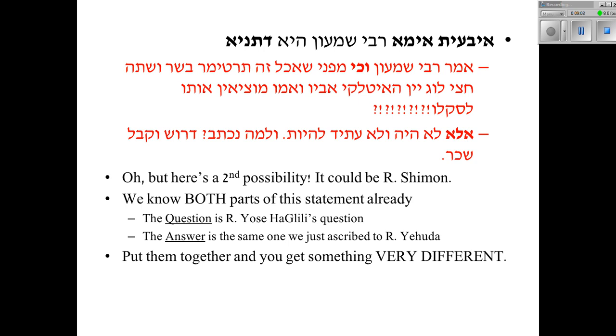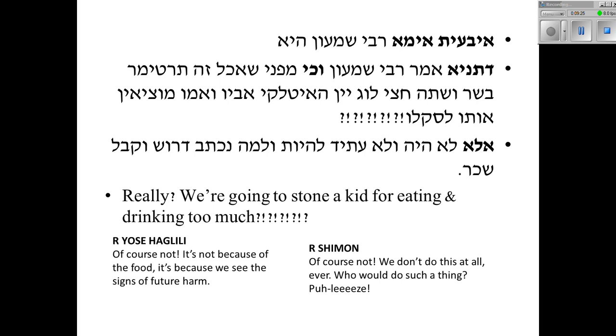So Rabbi Shimon, the question we know, question is parallel to Rabbi Yosef Glili. The answer we know, we've just been talking about it. But you put them together and you get a very different concept. All right. Here you can see kind of a comparison. Why are Rabbi Shimon and Rabbi Yosef Glili so different? And then we can talk about why Rabbi Shimon is also different from Rabbi Yehuda. We can talk separately about the end with Rabbi Yonatan, but I'm going to stop for now.